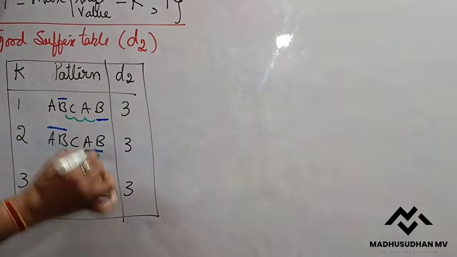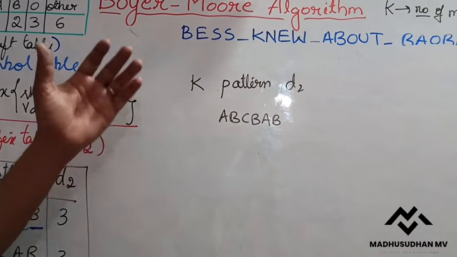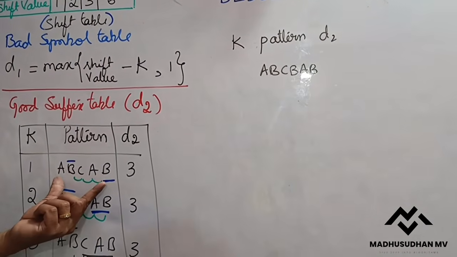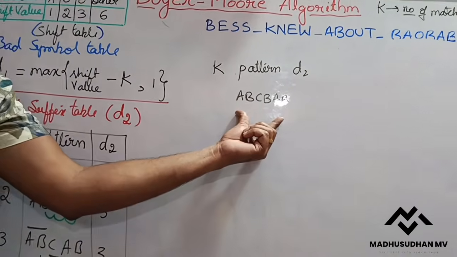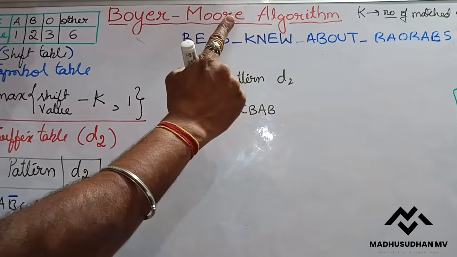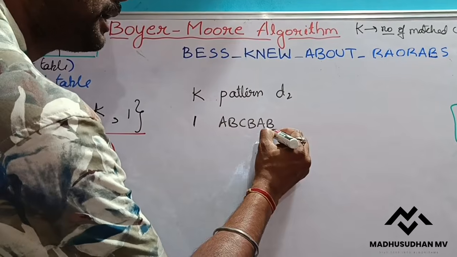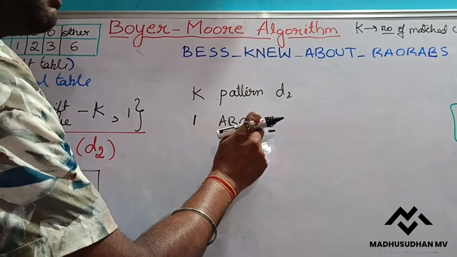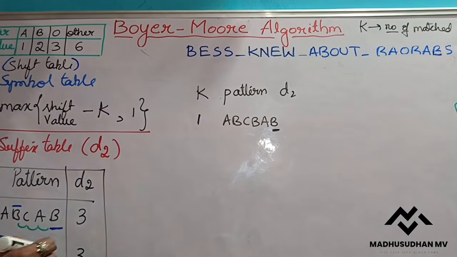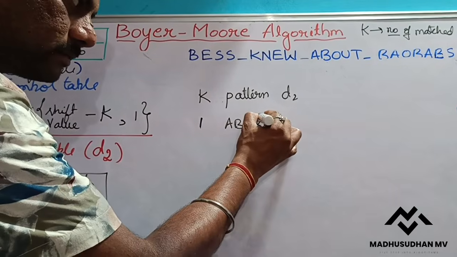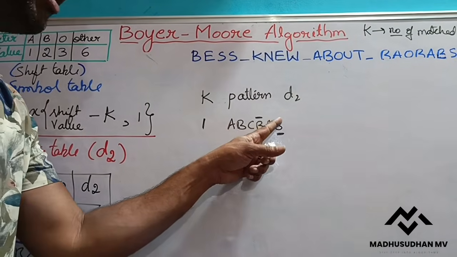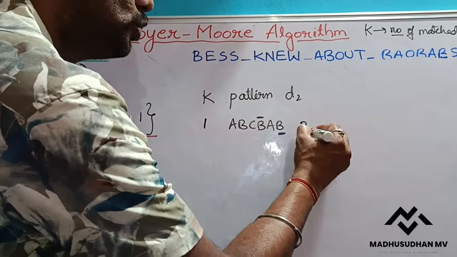Okay. So now let us see one more example of how to construct a good suffix table. Now you take A, B, C, B, A, B. So now here, if the number of matched characters is 1, that means one character is matched and then a mismatch occurs here. Now you check whether this B is present in the remaining. Yes, it is there, here only. The last occurrence. Correct? Now you check, this B is at what distance to the last character? 1, 2. So distance is 2.